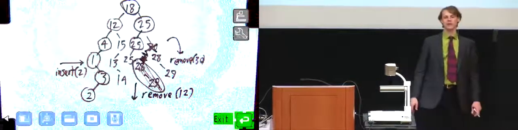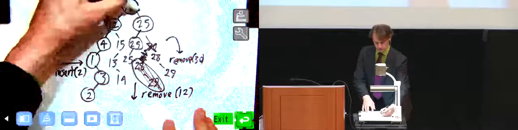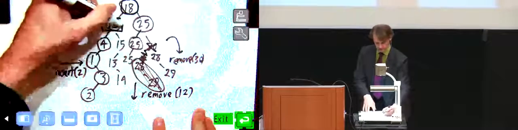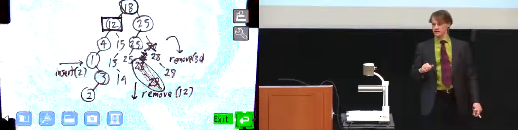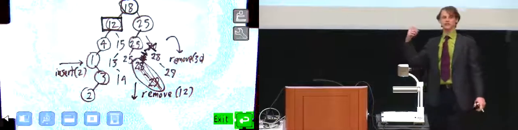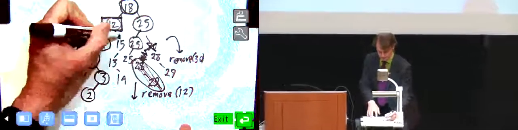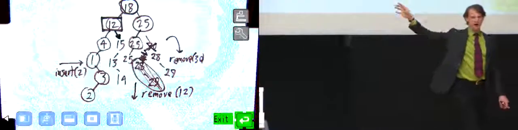So what happens? Well, we start at the top of the tree and we search for 12. There's 12. 12 has two children, so this is the hard case. So we're going to go down to its right child, which is the 15, and we're going to look for the smallest key in the subtree rooted at 15.